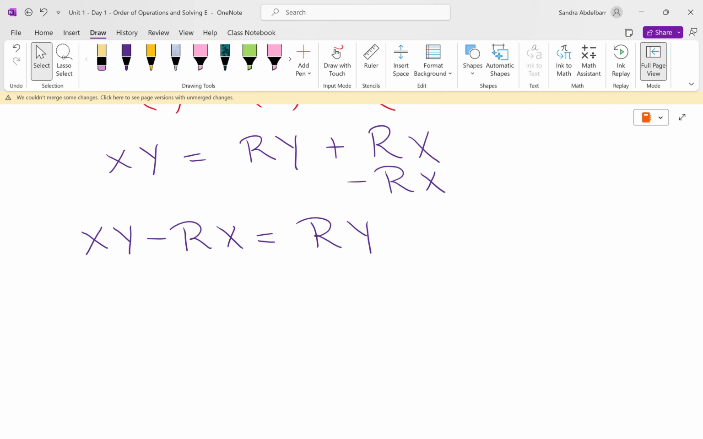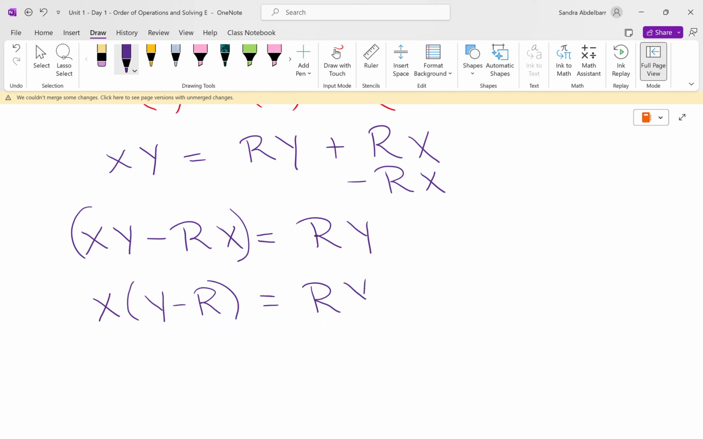Are we good so far? Okay, now I need to get just one x and get it by itself. I can't subtract these because they're not like terms. But what I can do is look at this as a grouping. For xy minus rx, if I group these together, I can pull out a GCF of x. And then I'm left with y minus r equals ry.